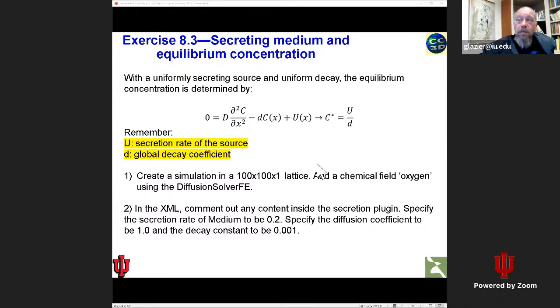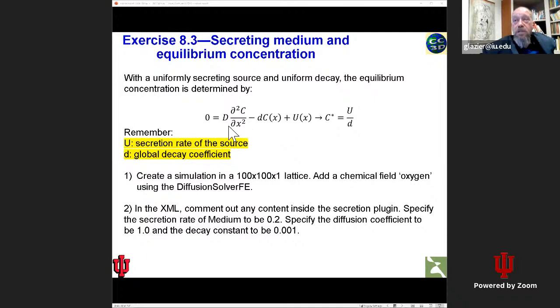So again, coming back to constant rates of secretion, let's ask the question, what is the concentration of the chemical, assuming the boundaries aren't doing anything? So this would be periodic boundary conditions.